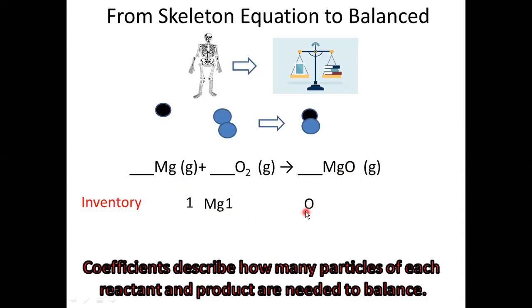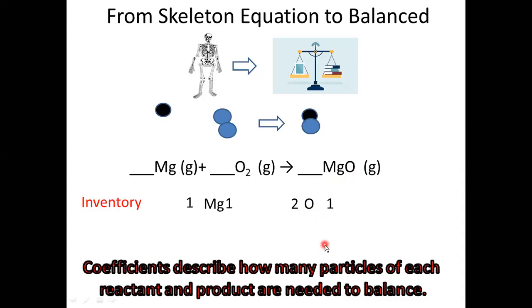Let's do our inventory for oxygen. Over here on the left side of the arrow, oxygen, there's a subscript of 2 that belongs to oxygen. So the quantity on the left side would be 2. Let's move over to our product side. There's no subscript with the oxygen, so that's assumed to be 1.